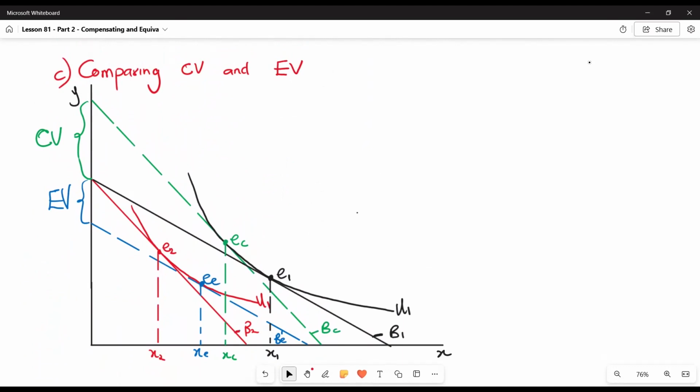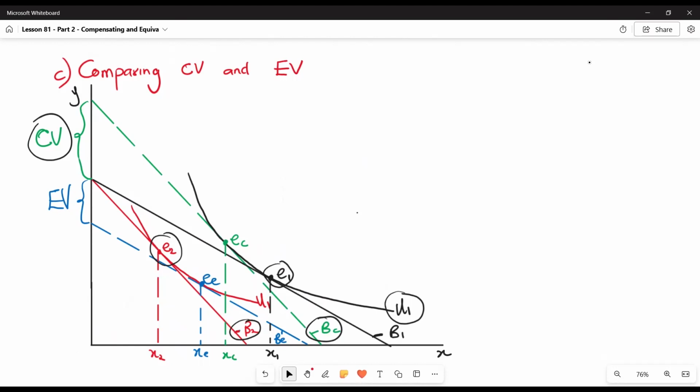We know that George started with an equilibrium point E1, and the change in price of good X moved him to equilibrium point E2. We mentioned that to keep George on his initial utility, despite the change in price, we'll have to compensate him with an amount of money. And this amount is what we found as our compensating variation. This is the vertical distance between the budget line B2 and BC.